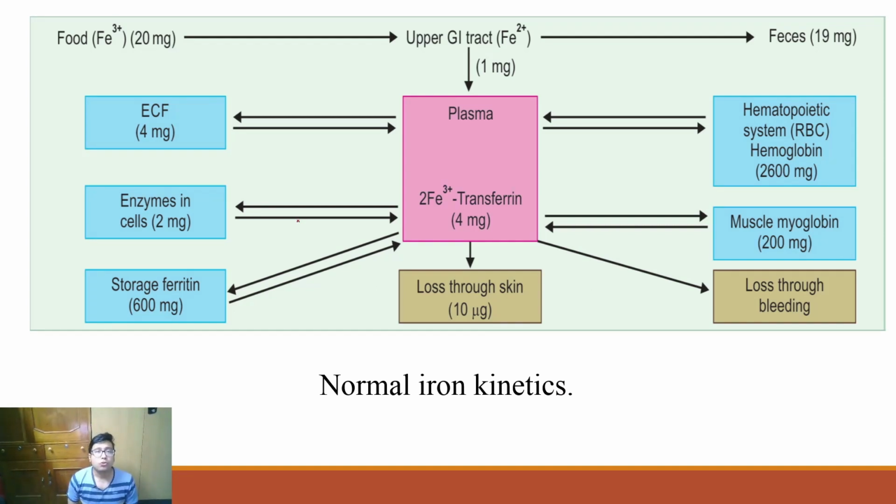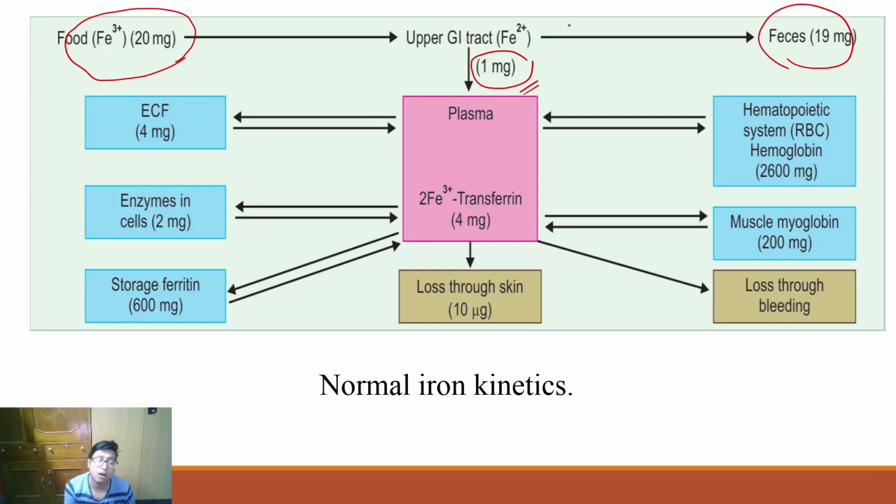So 20 mg of iron is taken normally in a balanced diet. From that you can see 19 mg is excreted in feces. So we are dealing with only 1 mg. This 1 milligram of iron is actually available from our diet. So how does this 1 mg ultimately make 14.5 gram of hemoglobin?